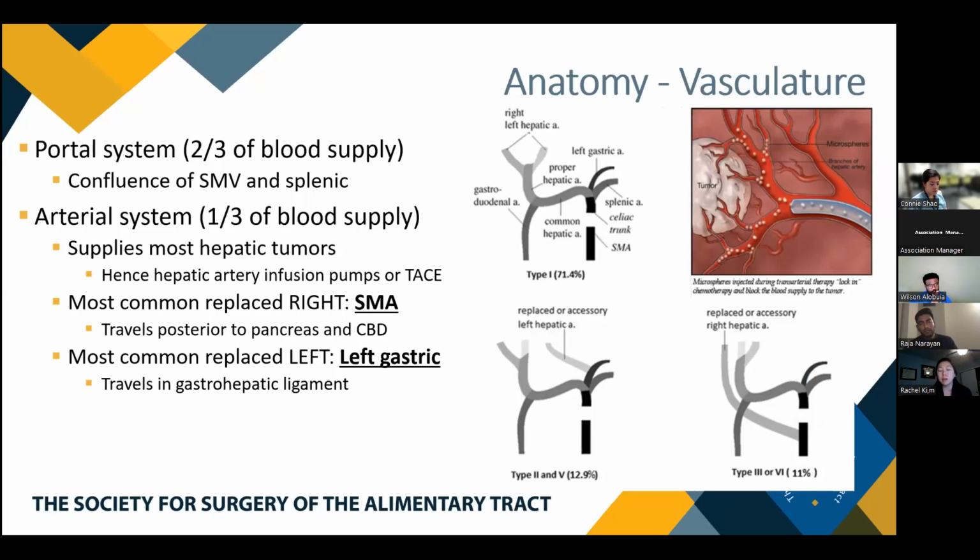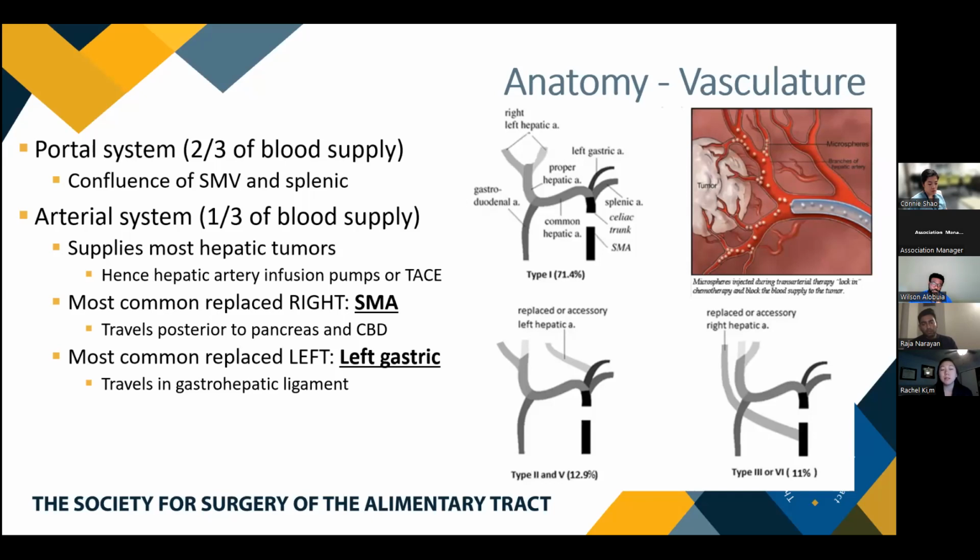A replaced right hepatic artery coming off of the SMA travels posterior to the pancreas and the common bile duct. And so that's something you should be aware of, especially if you're doing any sort of dissection in that area. And this is why it's so important to get at least a multiple phase CT scan to evaluate the arterial anatomy of the hepatic arterial system before you do any sort of surgery in that area, including even cholecystectomy.